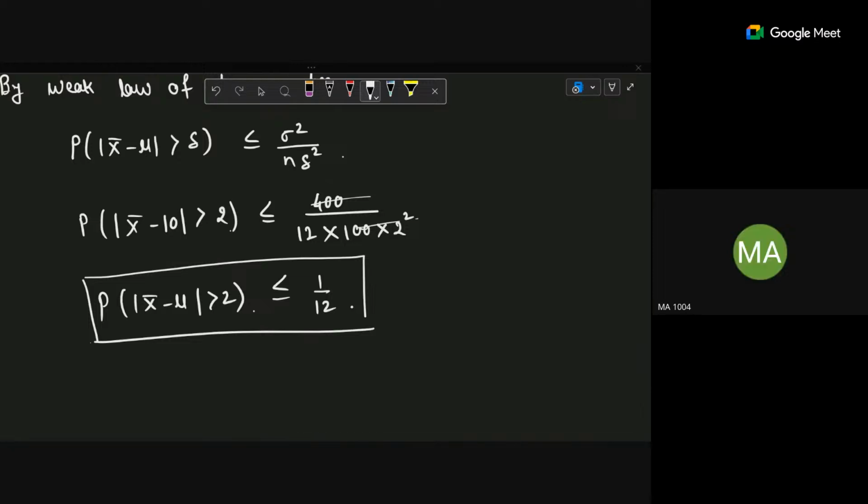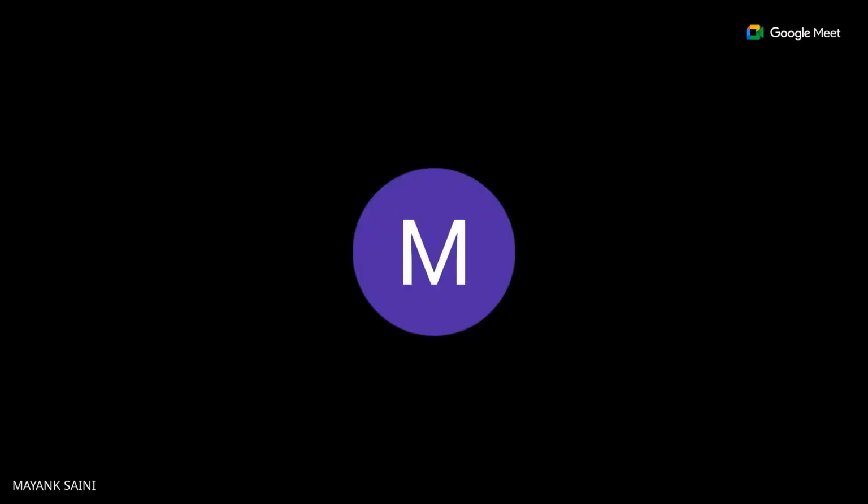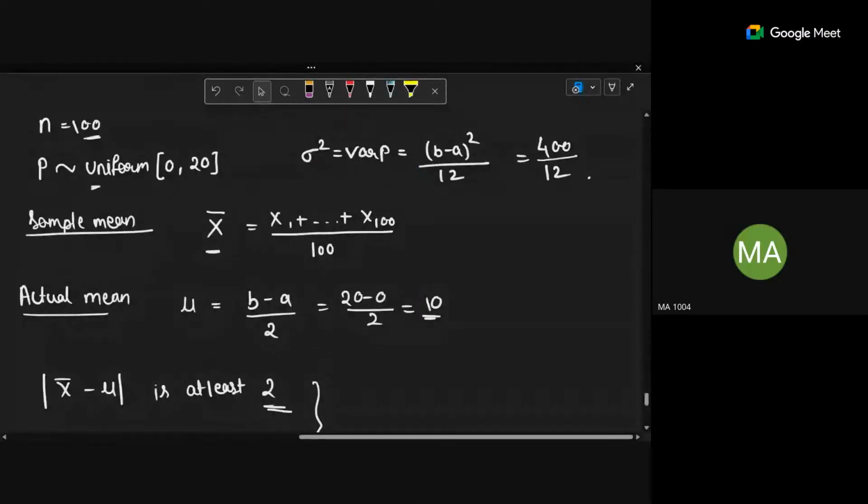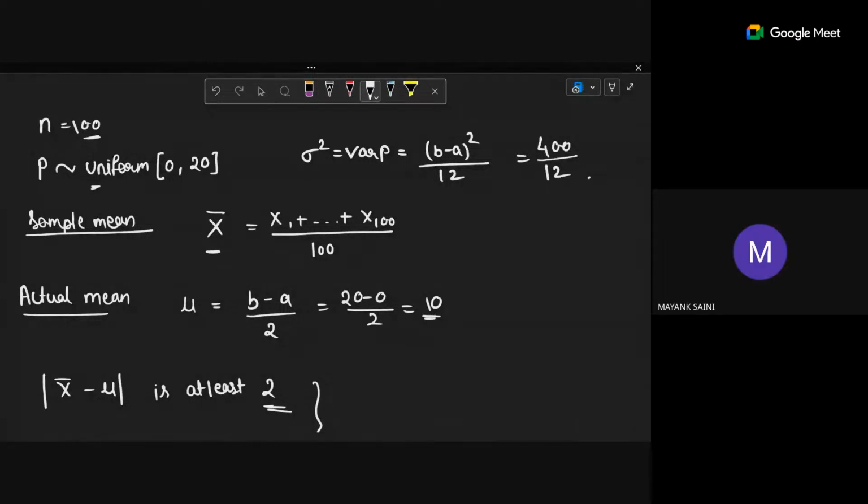Yes, ma'am. In the expectation of uniform, it is a plus b by 2, so why b minus a by 2? Oh, okay, fine. That will be the formula correction. Yes, this one, right? Yes, thanks.